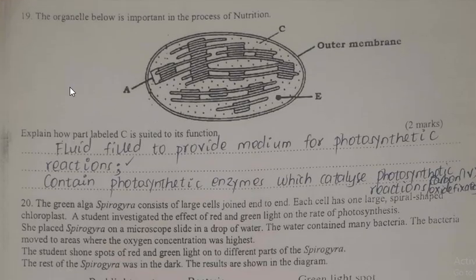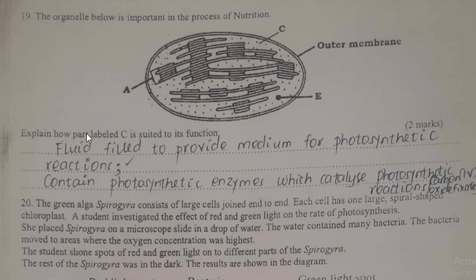Question 19, the organelle below is important in the process of nutrition. This is the chloroplast. Explain how part C is suited to its function. This part C is the stroma, the fluid part. This one is the grana, and this one is a starch granule. Explain how part labeled C is suited to its function.